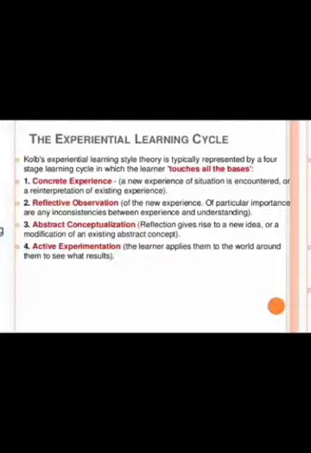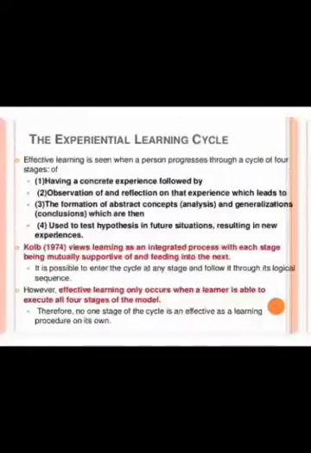Number one, concrete experience. A new experience or situation is encountered, or there is a reinterpretation of existing experience. Number two, reflective observation. Of particular importance are any inconsistencies between experience and understanding. Number three, abstract conceptualization. Reflection gives rise to new ideas or a modification of existing abstract concepts. Number four, active experimentation. The learner applies them to the world around them to see what results.